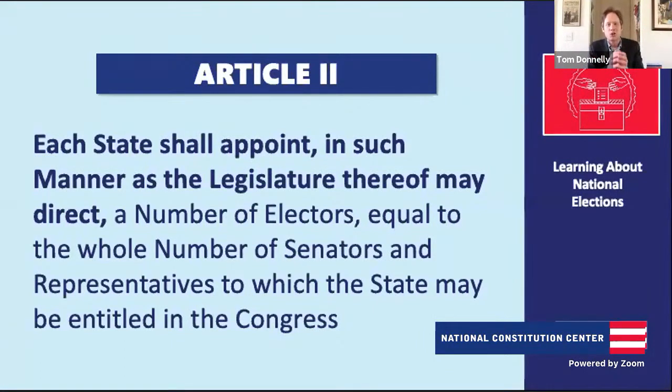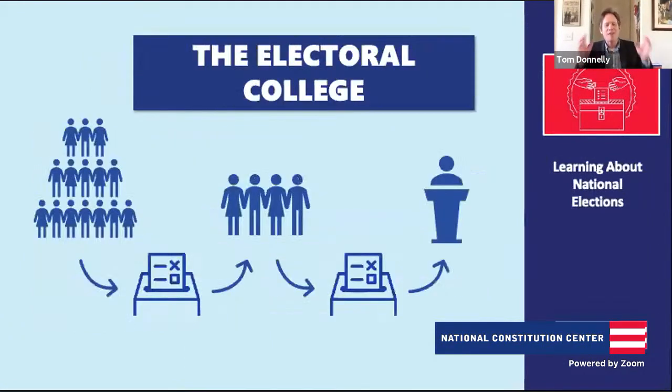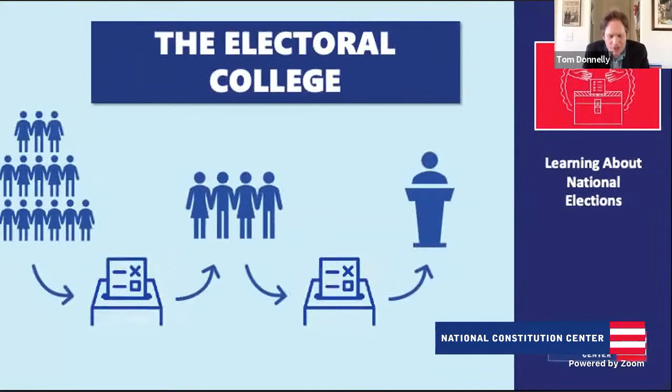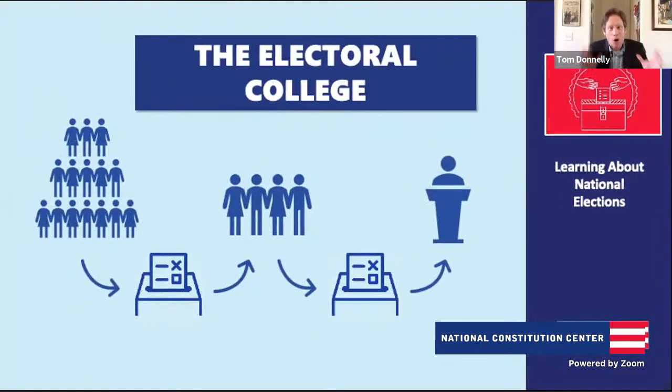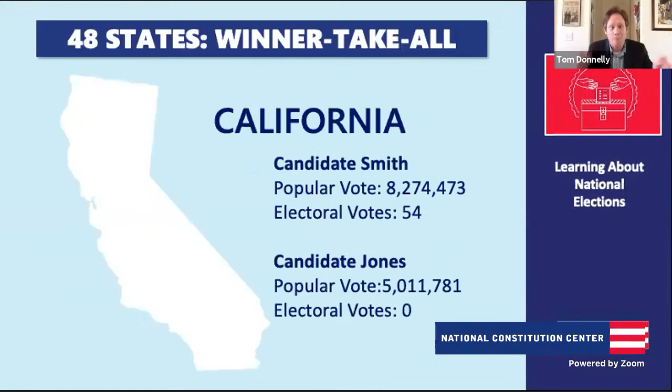So again, the Constitution with Article 2 is telling us states have a great deal of discretion to determine how they're going to select their electors. So we've seen a great deal of variety and change over time in how electors are selected. But today, 48 states appoint their electors in the same way. They appoint them on a winner-take-all basis, based on whichever party's candidate wins that state's popular vote.